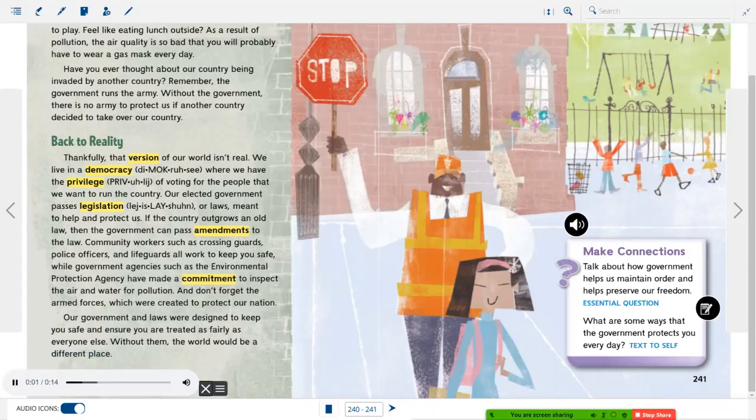Make connections. Talk about how government helps us maintain order and helps preserve our freedom. What are some ways that the government protects you every day?